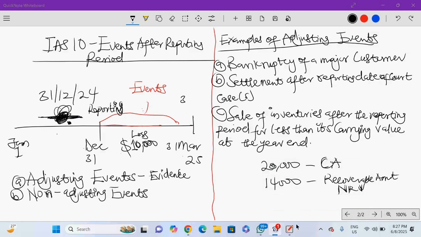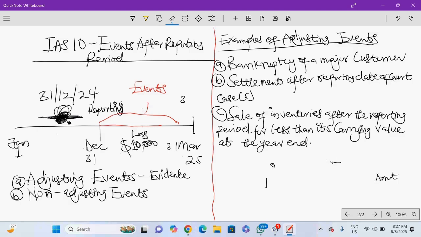So now, this is the recoverable amount. So this amount needs to be adjusted in the books. That is the sale of inventories lesser than their recoverable amount.